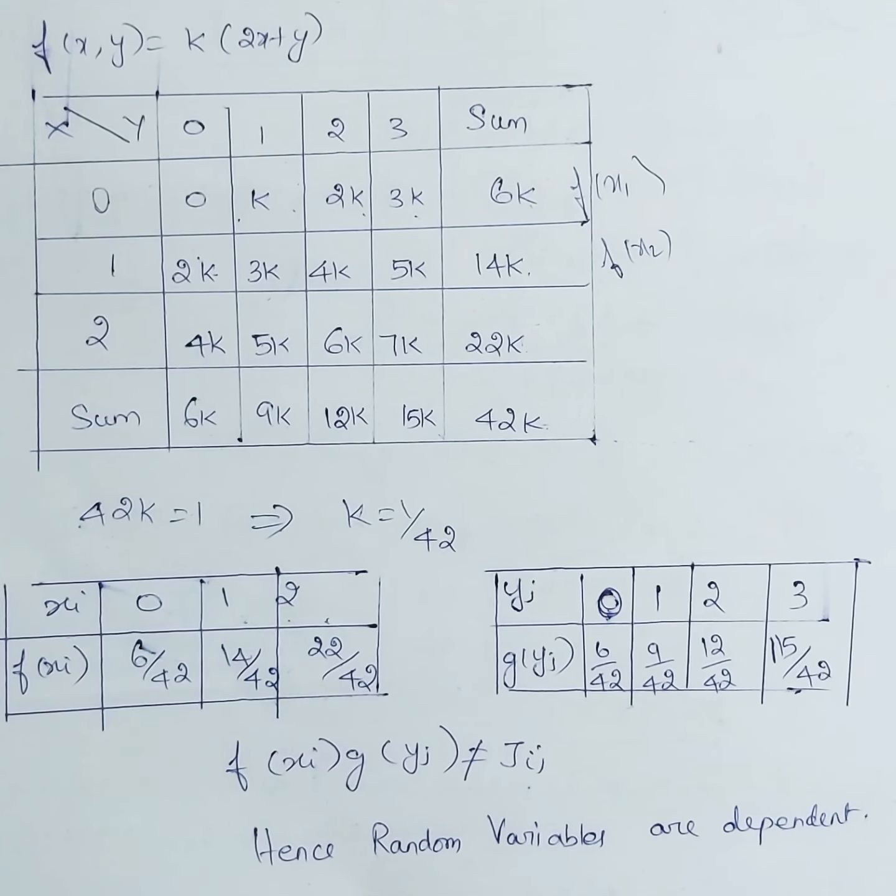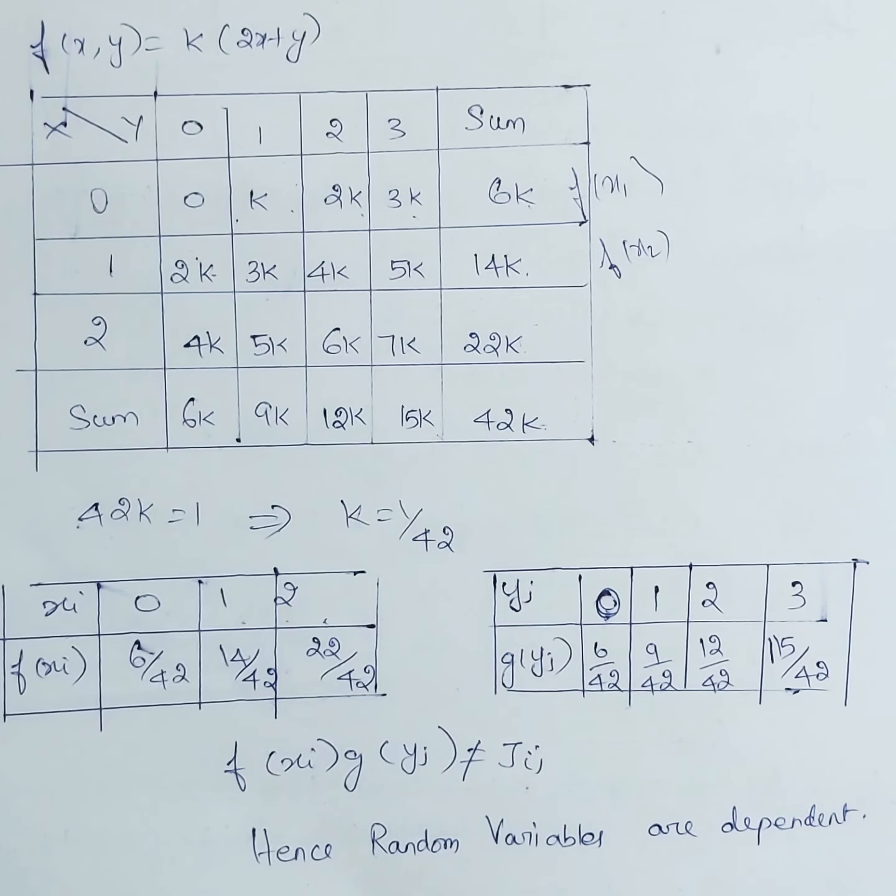So we have seen three problems. In the first problem, they have given the joint probability and asked you to find the marginal probability. In the second one, they have given the individual probabilities of the random variables x and y, and we have to find the joint. And the third one is finding k. So these are the types of problems in joint probability.